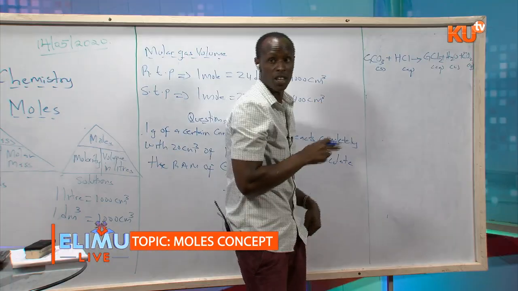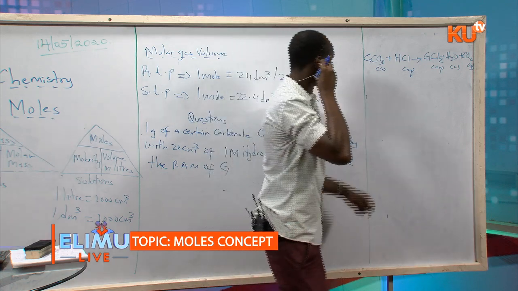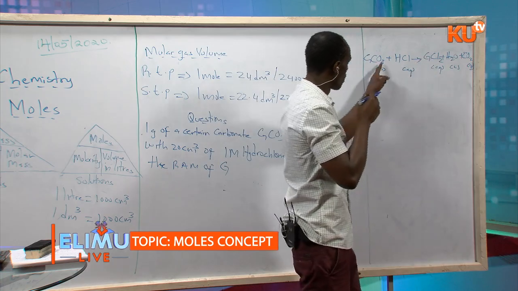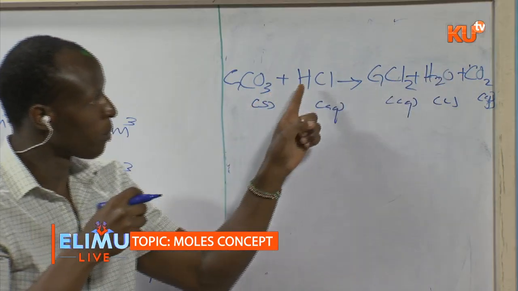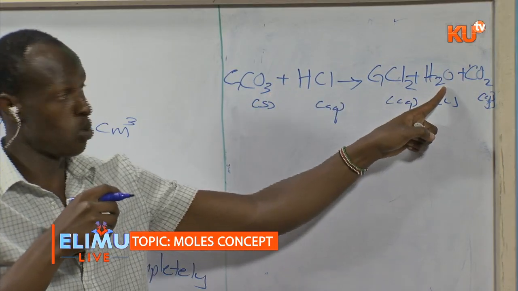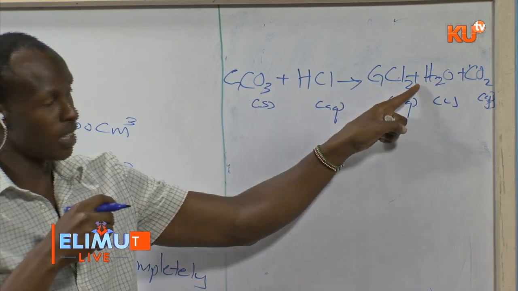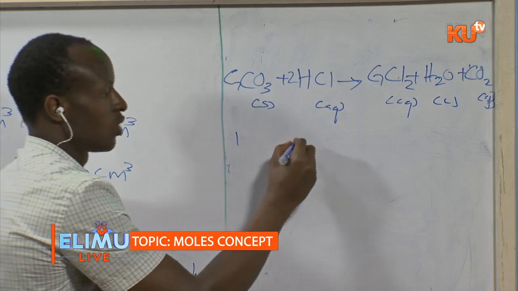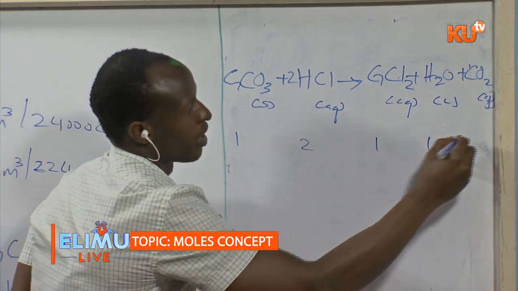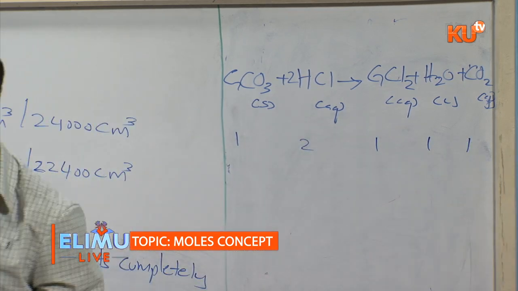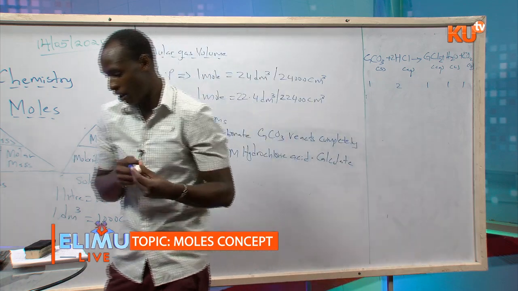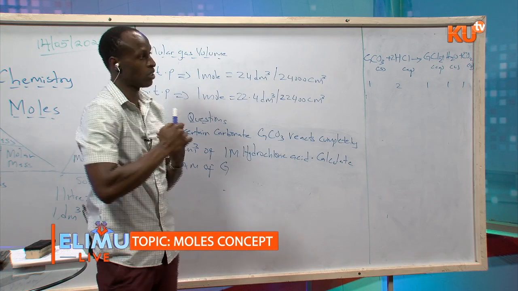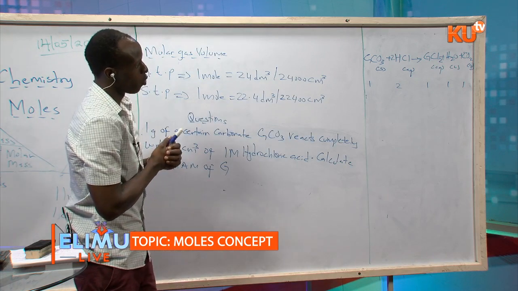Second step, balance your chemical equation. You check G is 1, G is 1. C is 1, C is 1. Oxygen are 3, 3. But here hydrogen is 1 and here hydrogen are 2. Same thing with chlorine, 1 here, chlorine 2 there. So put a 2 here. So the ratio is 1 is to 2 is to 1 is to 1 is to 1. Mostly, questions which are tested on moles, the equations are very easy to balance. You will be able to notice that they're not hard to balance.